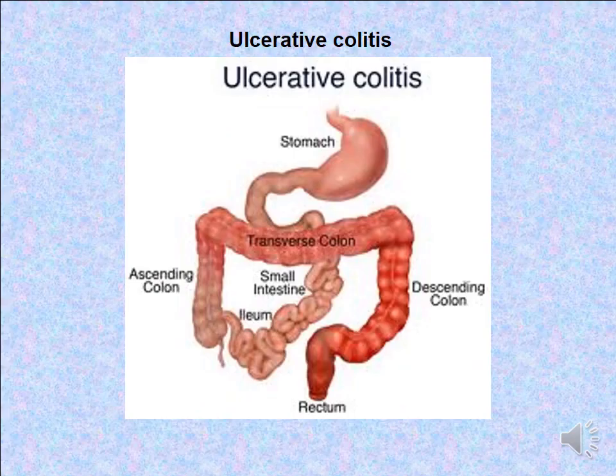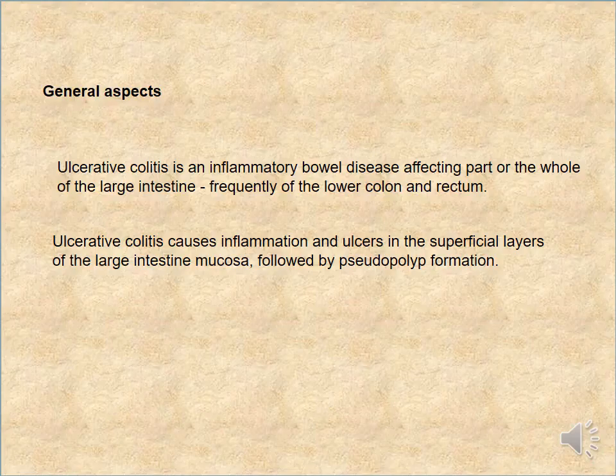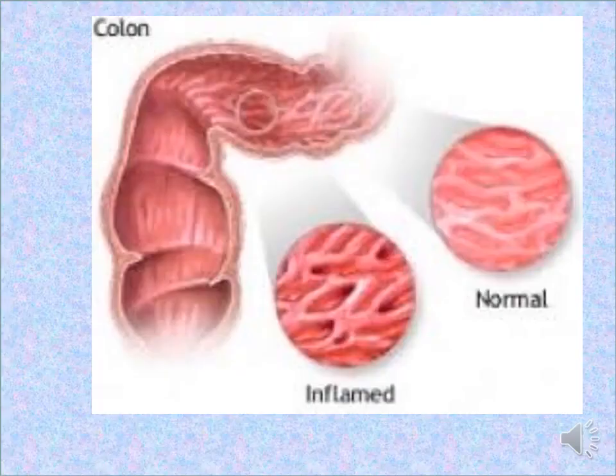The last disease is ulcerative colitis. Ulcerative colitis is an inflammatory bowel disease affecting part or all of the large intestine, frequently the lower colon and rectum. Ulcerative colitis causes inflammation and ulcers in the superficial layer of the large intestine mucosa, plus pseudopolyp formation, which is proliferation of the mucosa of the large intestine.